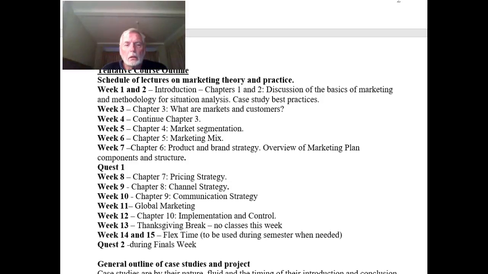There are 2 flex weeks at the end, because I generally get out of sequence at some point. We get involved more deeply in some area than another, and we get a little behind. So the last 2 weeks will be used during the semester whenever it's necessary. And it is a tentative course outline, so it's subject to change as circumstances warrant.